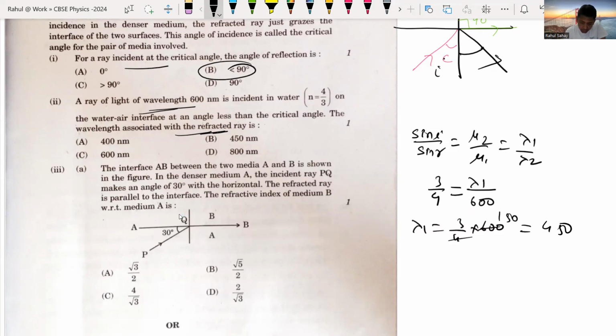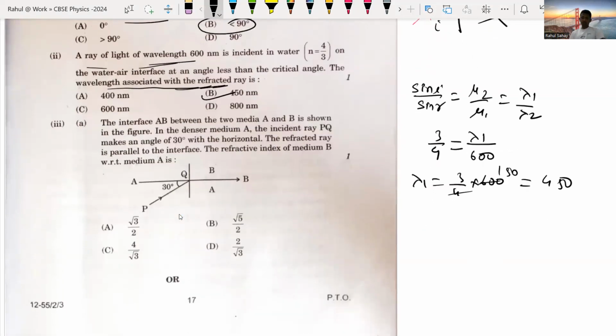They're asking the wavelength associated with the refracted ray. For the ray of light of wavelength incident in the water, lambda 2 is given as 600. They're asking lambda 1, the wavelength associated with the refracted ray. That means they're asking the wavelength of the first medium, right? So this is the answer for it. Now this is in nanometer.